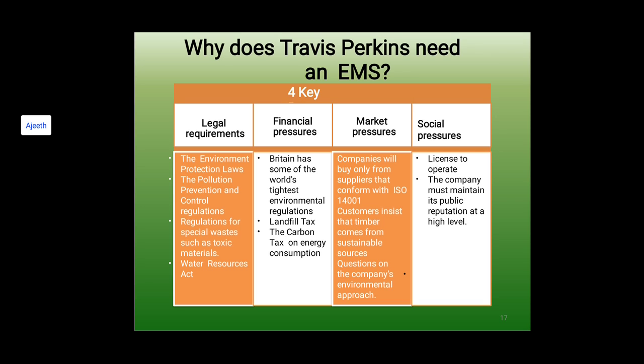Also there was a pressure from the market. Companies will buy only from the suppliers which have ISO 14001 standards. Customers insisted that timber comes from sustainable sources, questioning the company's environmental approach. However, we should not cut many trees for timber, right? So even the public had started to ask the questions. There was social pressure, that is license to operate. The company must maintain a public reputation because it had been supplying for more than 200 years.